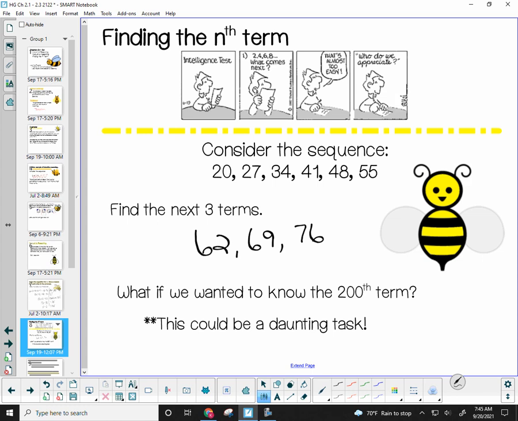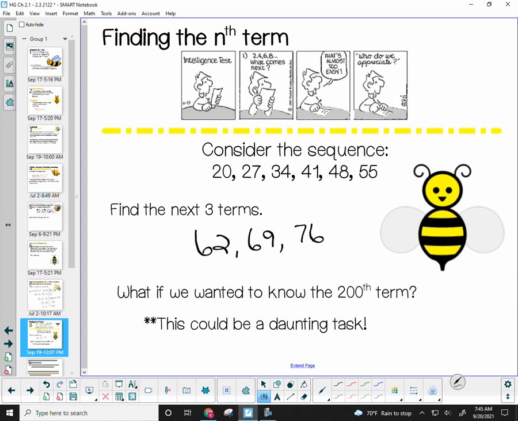But what if I said, what would be the 200th term? We could probably figure it out, right? I would goof it up because I'd be bored. I would miscount eventually, or I'd lose count of where I was in terms of is this the 200th term or not, and I would just not do it because it's too tedious. But there's a better way to do it, and that's what we're going to talk about.